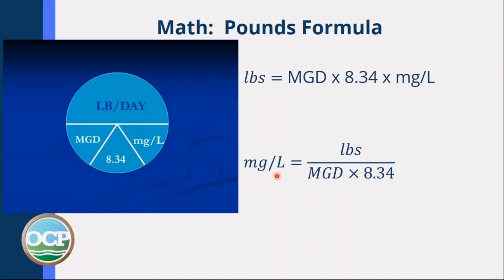And if we look at milligrams per liter, you can put your thumb or finger over this. There's your equal sign. So your dose or your concentration equals pounds per day divided by million gallons per day times 8.34. We will be going over this many times, so it's on your formula sheet as well, and we'll go on to the next slide.